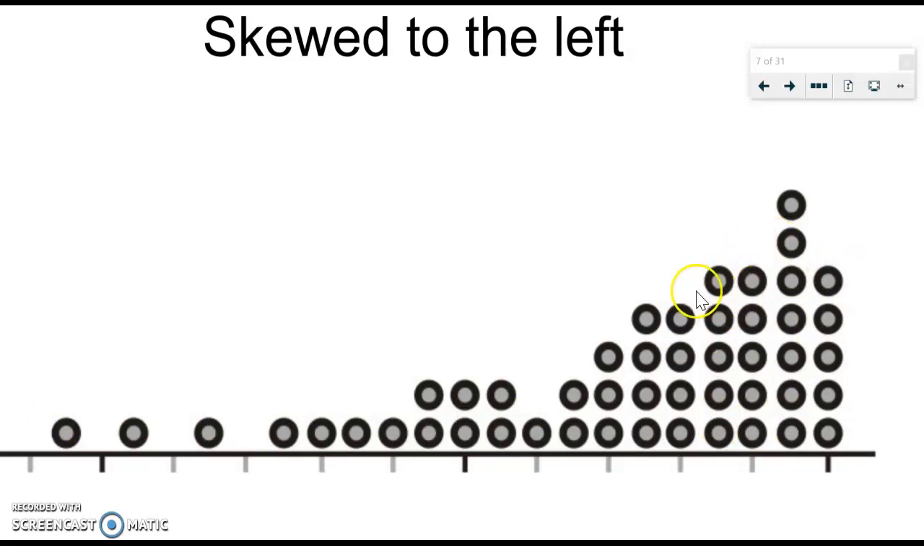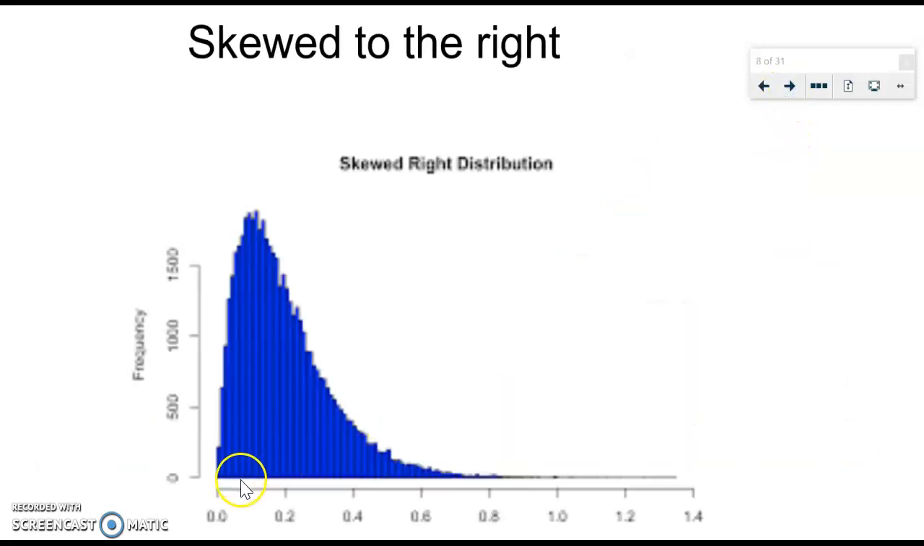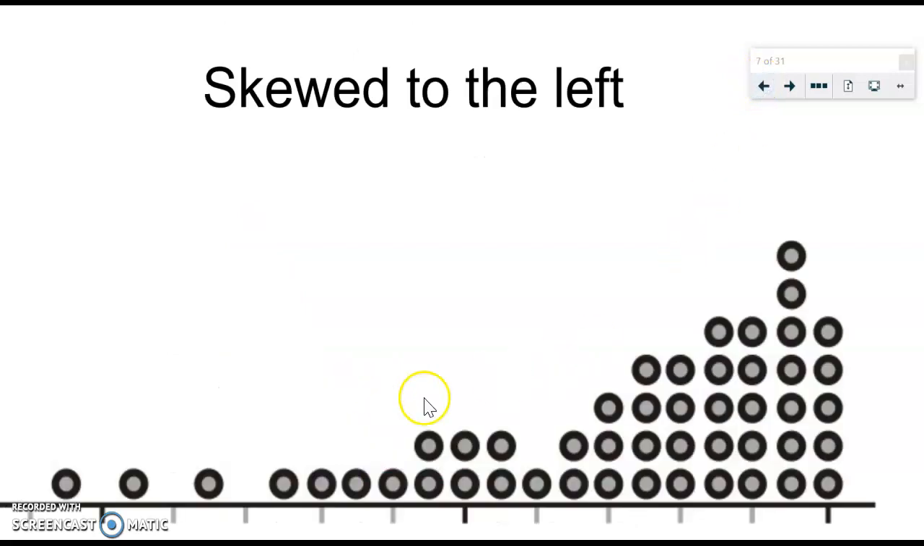Now, skewed to the right is exactly the opposite. Again, this is not a dot plot, but you could see how it's skewed. Our data, our tail goes to the right. And here's the bulk of our data. So this is a skewed right distribution. Okay, again, skewed to the left. The tail, like I like to say, is your data thins out to the left here. Here's, again, the bulk of our data, our cluster.